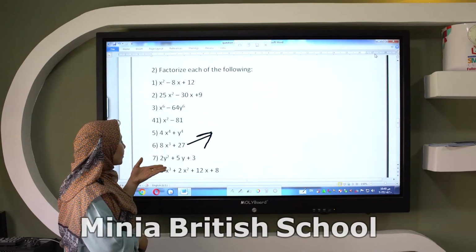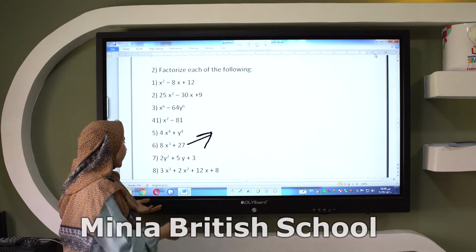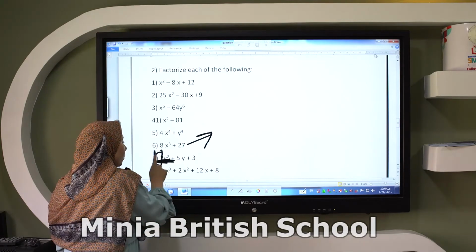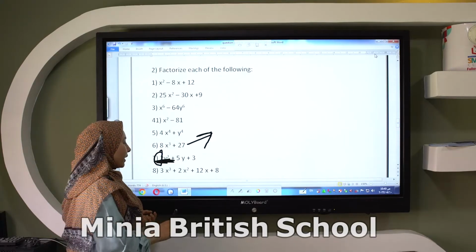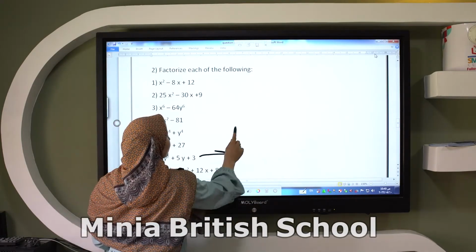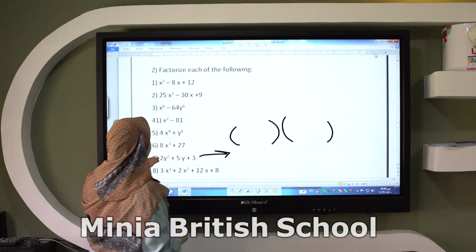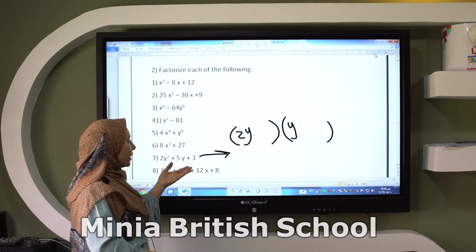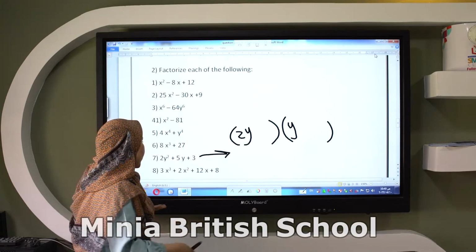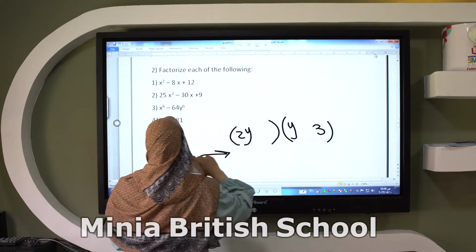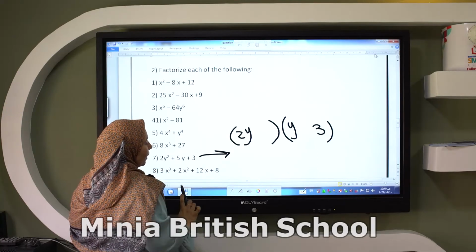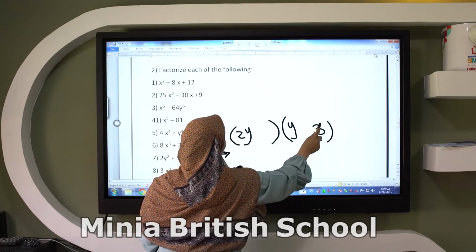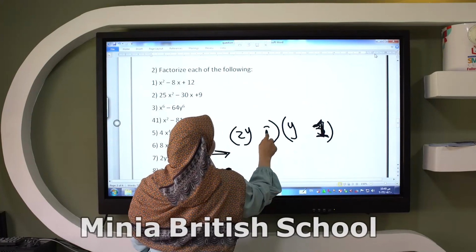Number 7, 2y power 2 plus 5y plus 3, okay? Here is a trinomial expression, but a here equals 2, not equal to 1, okay? So I have what? Two pairs of brackets. Factorize 2y power 2 into 2y and y. You can factorize the 3 into 3 and 1, but this is not equal, you can only write 1 here and 3 here, okay?